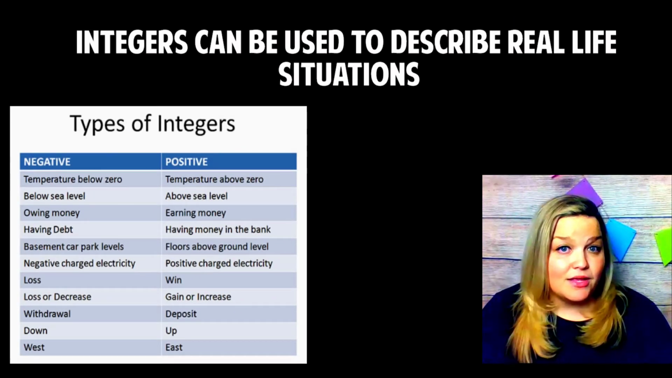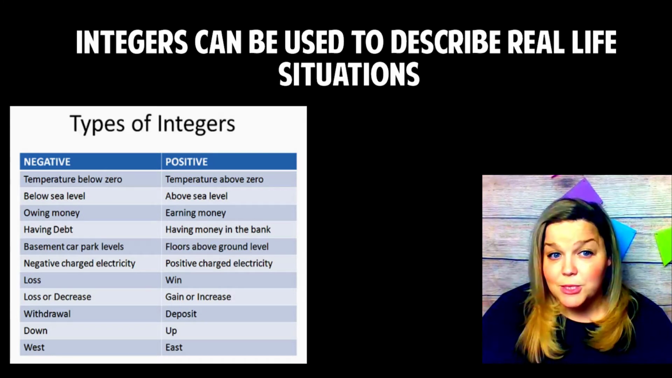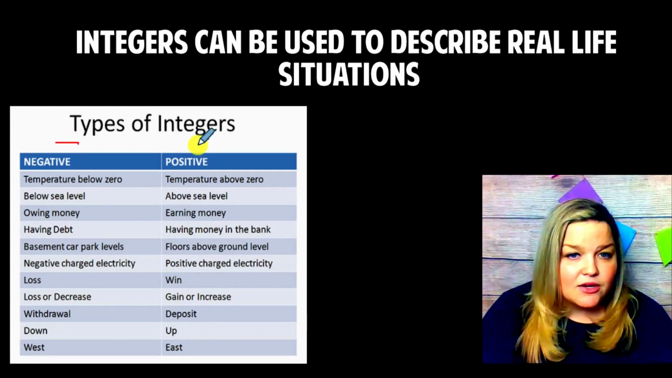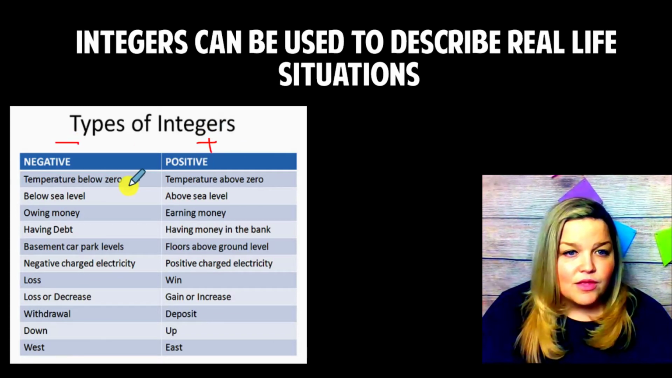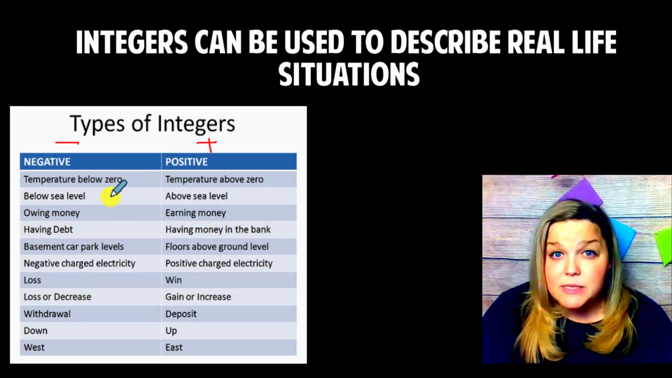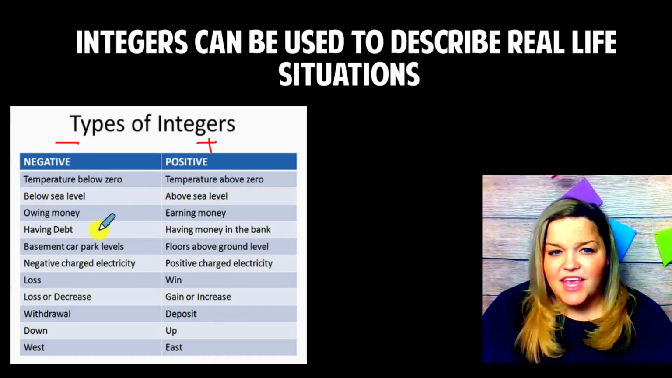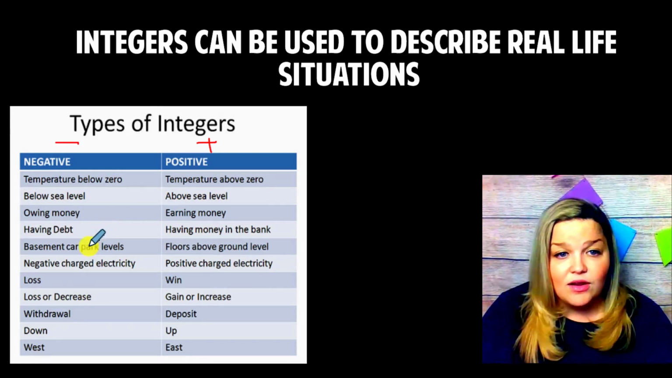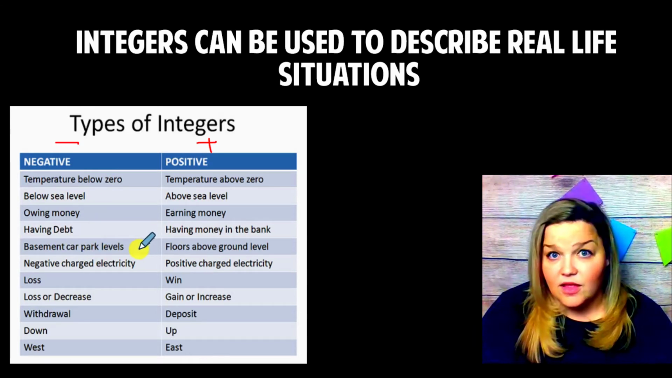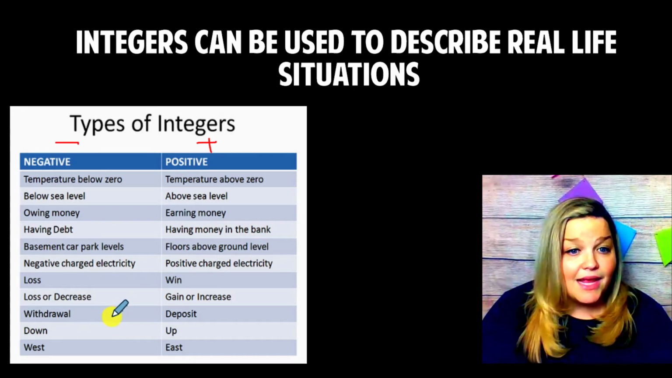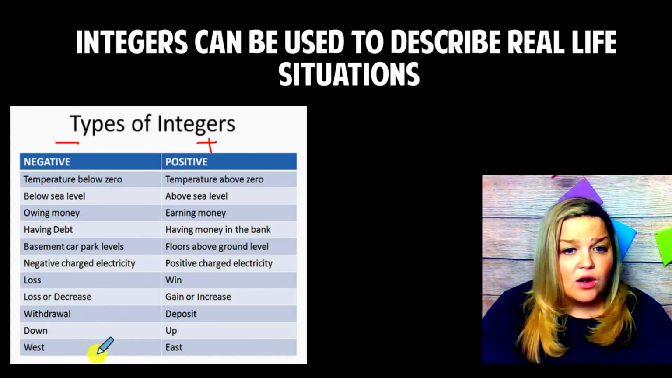Something interesting about integers is that they can be used to describe real-life situations. So let's take a look at our chart. Here are our negative integers and here are our positive integers. Negative: temperatures below 0, below sea level, owing money or having a debt, taking money out of your bank account, basement car park levels, negative charged electricity, any loss or decrease, a withdrawal from your bank account, going down or west.